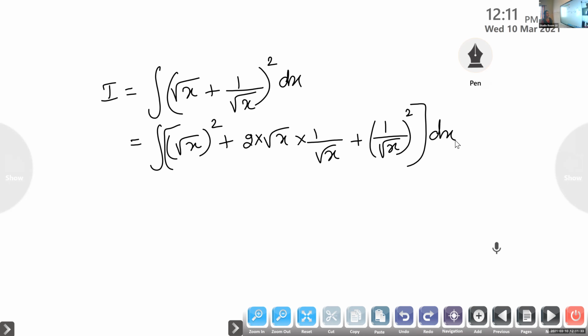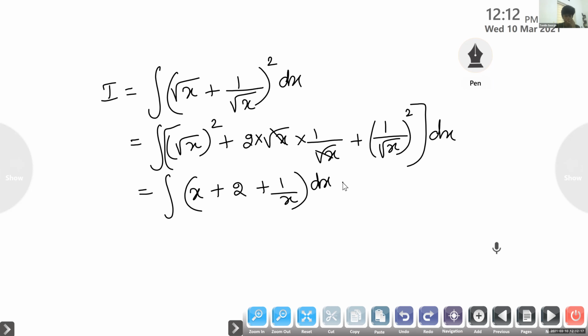A square plus 2ab plus b square. So this is the same as integral of, what is root x the whole square? x. Plus, here root x will get cancelled, so x plus 2, plus 1 by root x the whole square, therefore 1 by x, into dx, isn't it? Is the expansion correct, Tomlin?